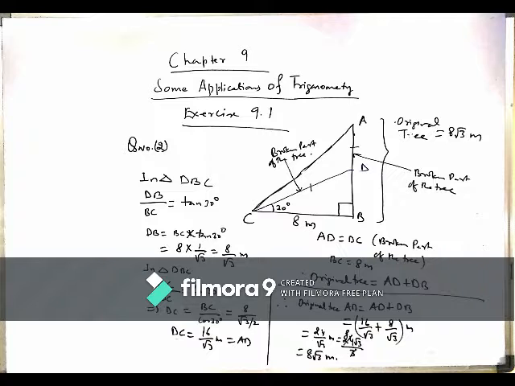So in triangle DBC, first we will go for DB, because BC is already given to us. So DB by BC is equal to tan 30 degree, and BC is already 8. Tan 30 degree we know the value is 1 by root 3. So it will become 8 by root 3.